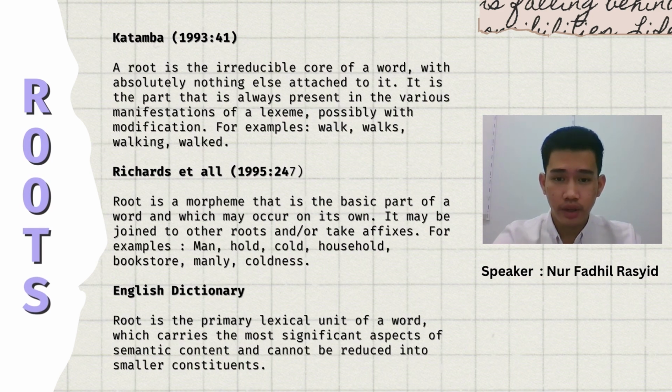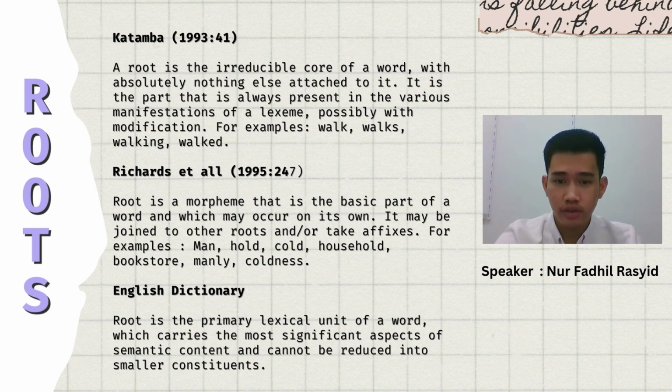The first one is from Katamba 1993. It says that a root is the irreducible core of a word, with absolutely nothing else attached to it. It is the part that is always present in the various manifestations of a lexeme, possibly with modification. For example, walk, walks, walking, and walked.